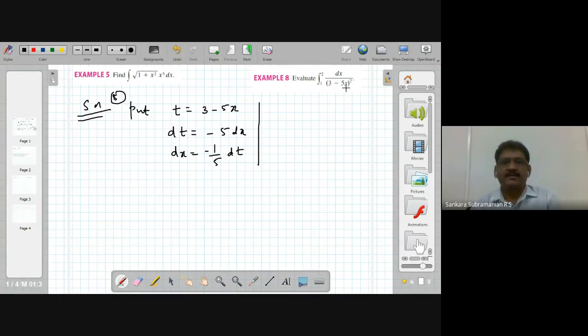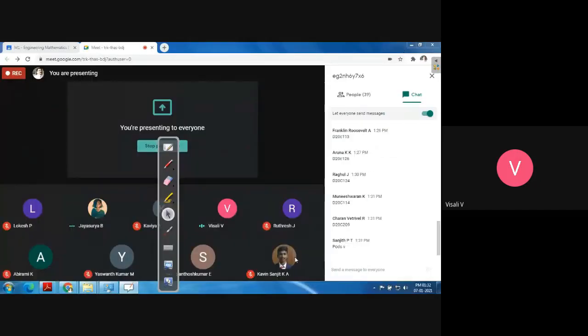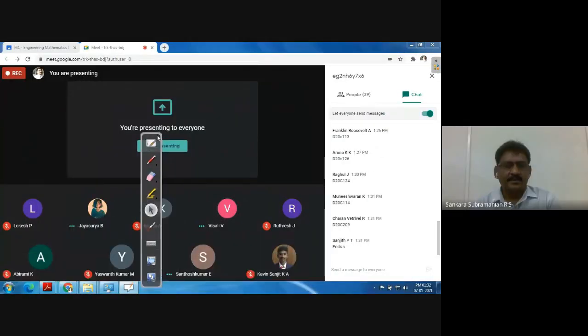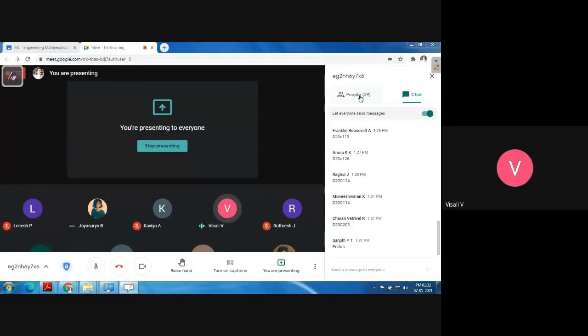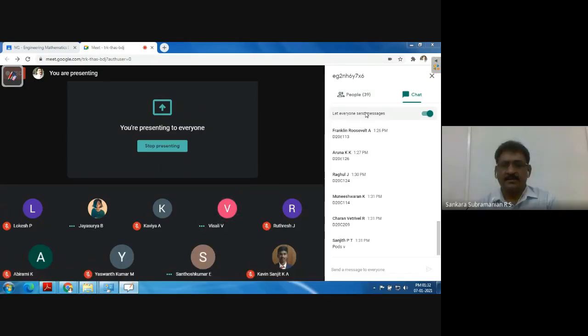So 3 minus 5x will be substituted with t, we get t square, and dx will be substituted with minus 1 by 5. And what about the values? These are actually the limits for x. x is equal to 1 and x is equal to 2. What we have to do? Substitute the x values in the equation t equal to 3 minus 5x and find the values for t. Thank you, Vishali.